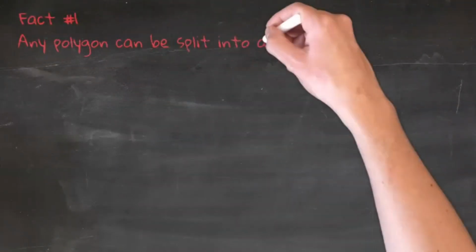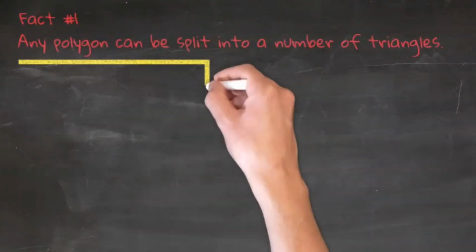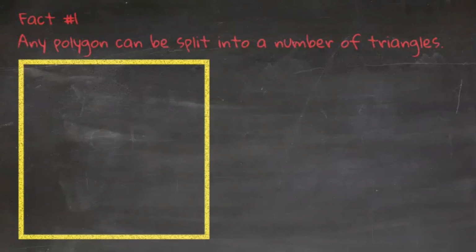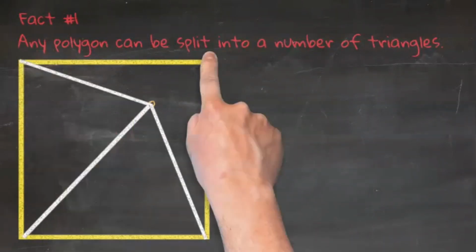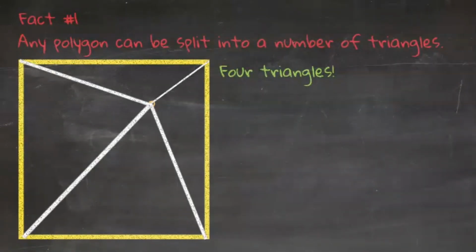Fact number 1. Any polygon can be split into a number of triangles. Let's draw a square to illustrate this. First and foremost, pick any point inside the square. After that, draw lines connecting the point to all corners. You'll see 4 triangles being formed.